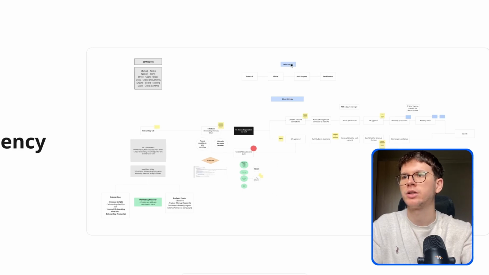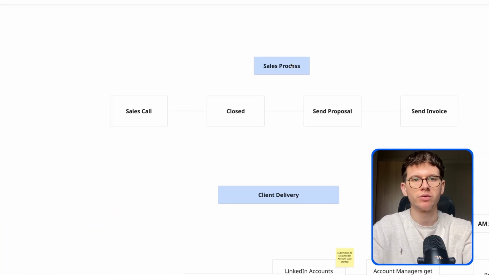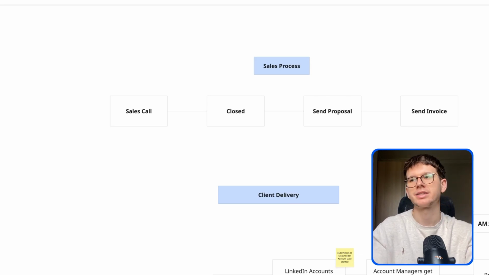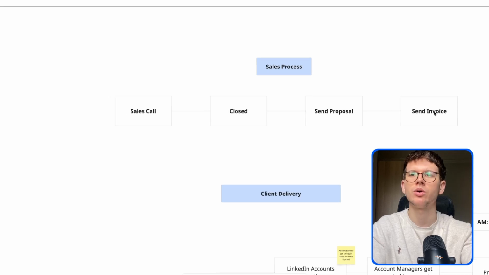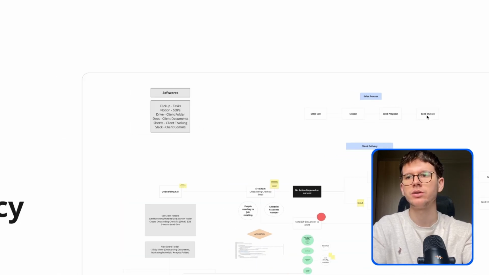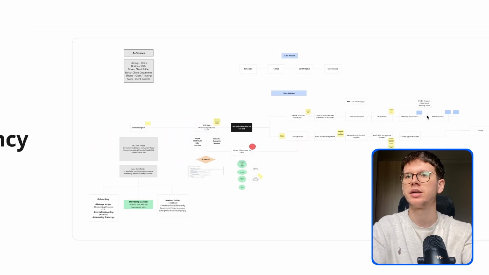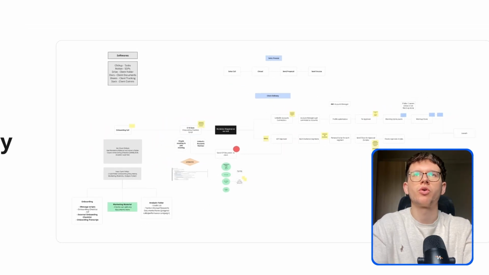And I also forgot to mention that I do put a sales process here just so I get an overview of how does a client get in the first place? What do you guys have? For this example, we have sales call, close, send proposal, and send invoice. I don't go into too much detail here just because I don't need to, because it's not what I'm solving. But if you need to do this for your own business, I recommend you also do the sales process.